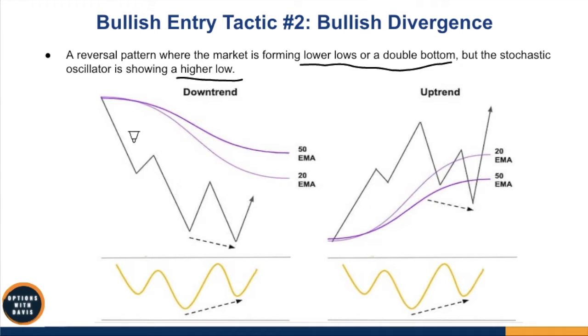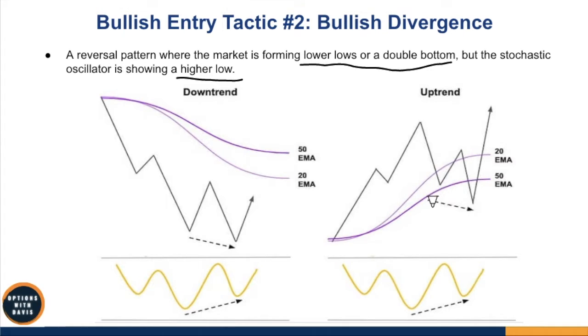So you can see down here, this is the waves of the pattern of the market. You can see that it's forming lower lows, but then the stochastic oscillator is forming higher lows. So what you call this is a divergence. So this is a bullish divergence, indicating that there's a higher likelihood that the market will go up than it going down. So this is the bullish divergence when the market is in a downtrend.